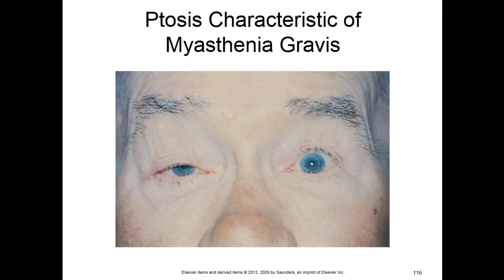Here you can see the ptosis that's characteristic of myasthenia gravis. They have really sleepy eyes, very weak, big weakness. Patients also experience double vision.